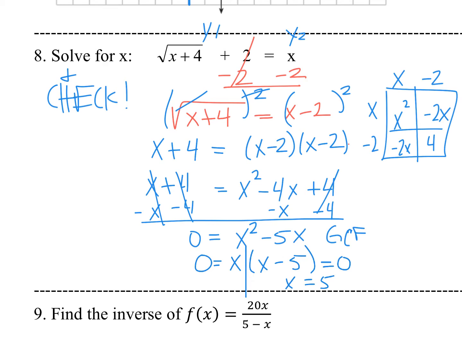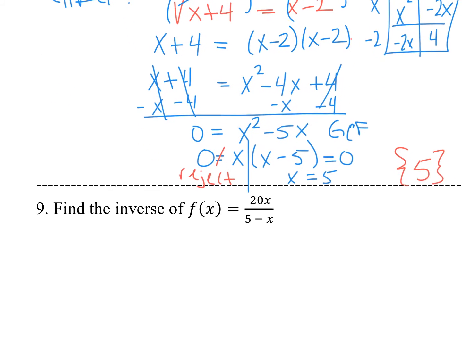I look at my table and I look at 0. Now 0 is not happy right now because when I look at my table, 4 and 0 don't match. But when I look at 5, I see 5 and 5. So I'm going to have to reject this guy, and I'm just left with the answer of 5. This one's extraneous, the 0.